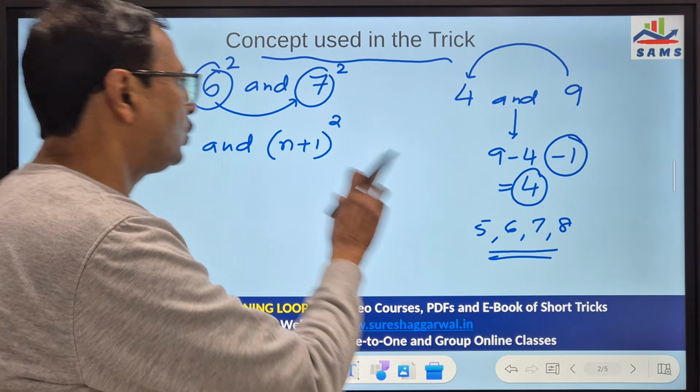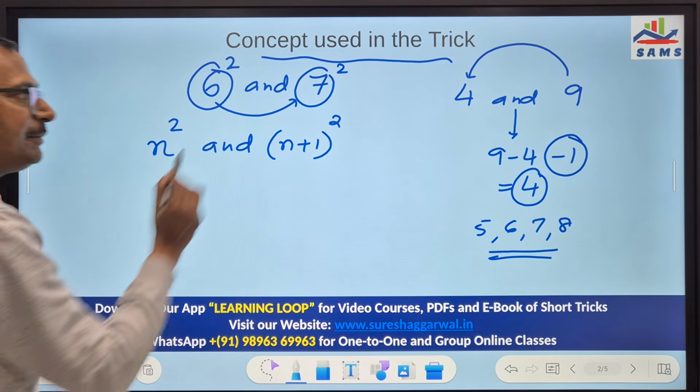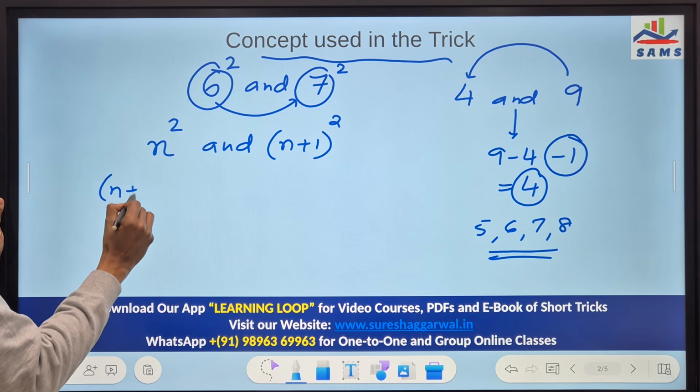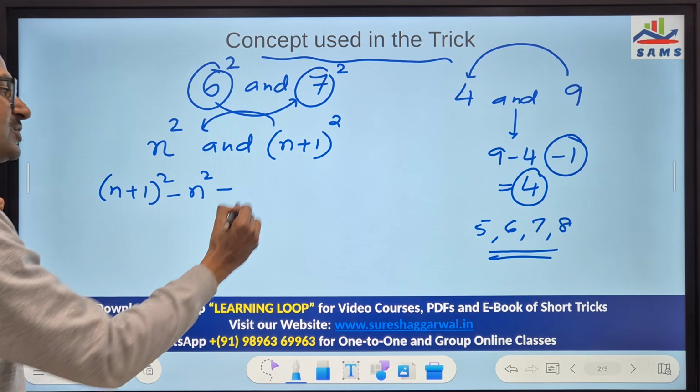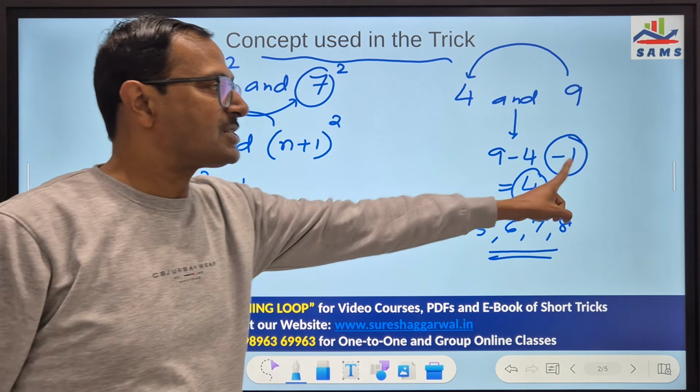Now that's what I am going to do here. So how many numbers lie between these? (n plus 1) whole square minus n square, and then minus 1 also. This is what I told you, minus 1 has to be done.